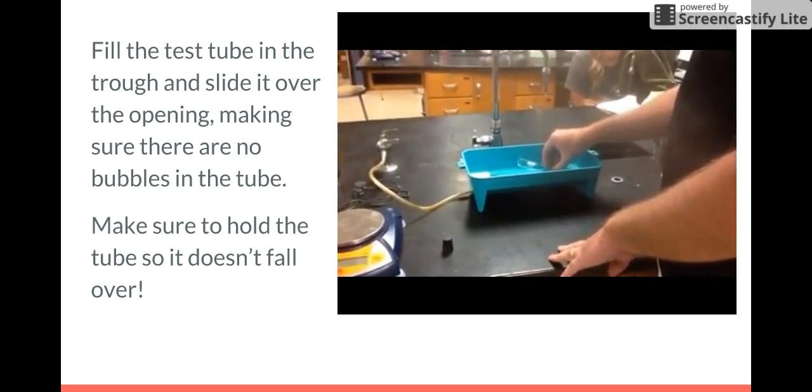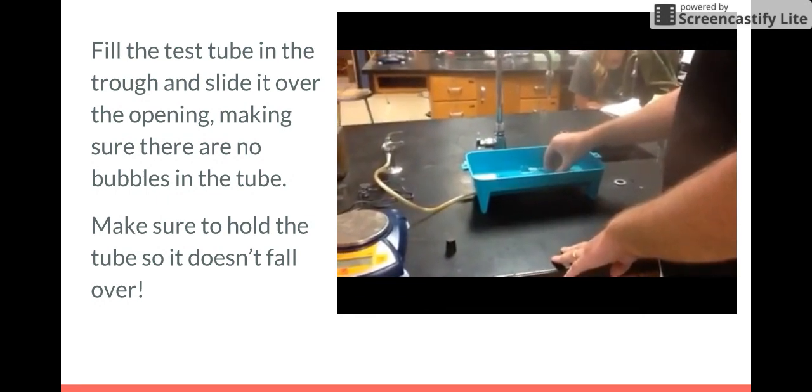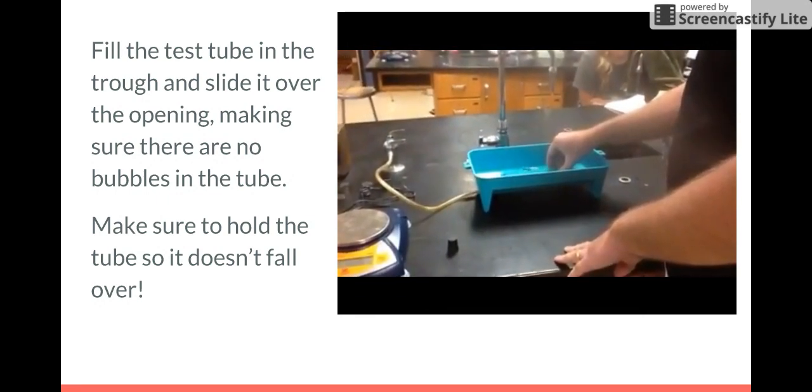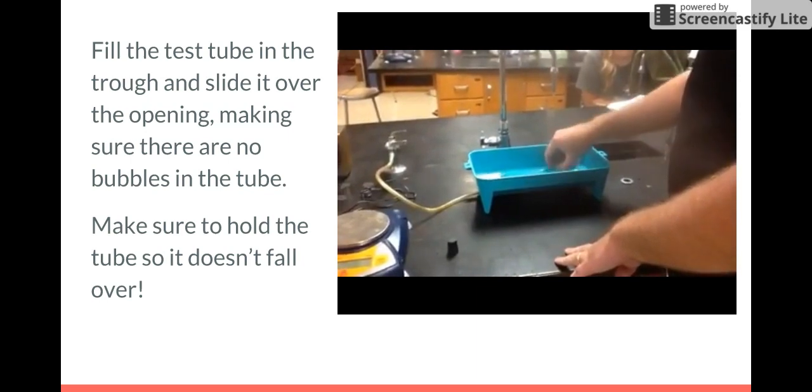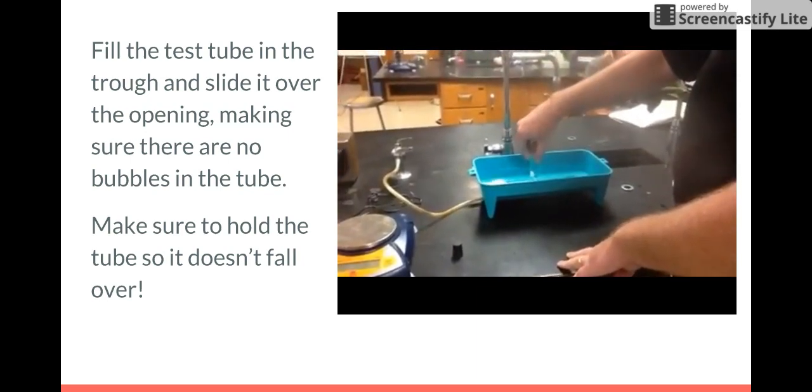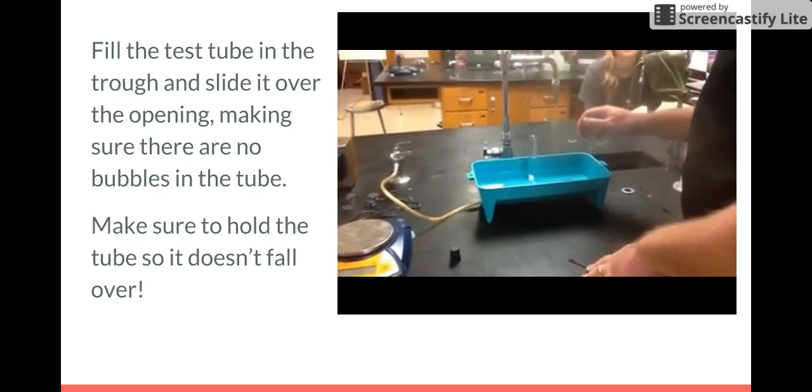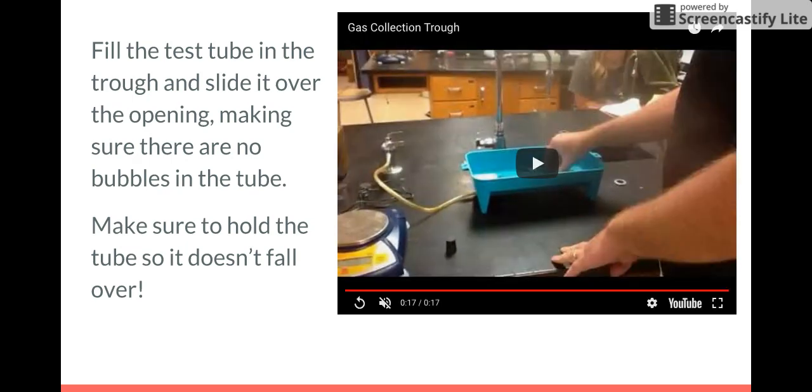You can see in the video, I'm just filling the test tube with water. I want to fill it slowly. I want to make sure there's no air bubbles trapped in there. I stood it up. Just make sure it doesn't fall over, because you're going to lose all the water. We want the water trapped in there because the gas is going to have to push that water out. If there's air, it's going to throw off our result.